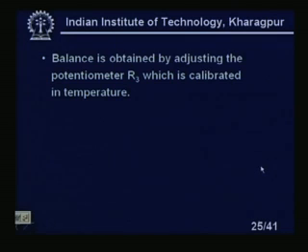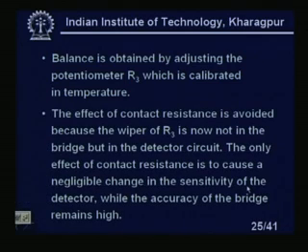So, balance is obtained by adjusting the potentiometer R3, which is calibrated in terms of temperature. The effect of the contact resistance is avoided, because the wiper or jockey of R3 is now not in the bridge, but in the detector, which I told several times before. The only effect of the contact resistance is to cause a negligible change in the sensitivity of the detector, while the accuracy of the bridge circuit remains very high. This is the most important thing.